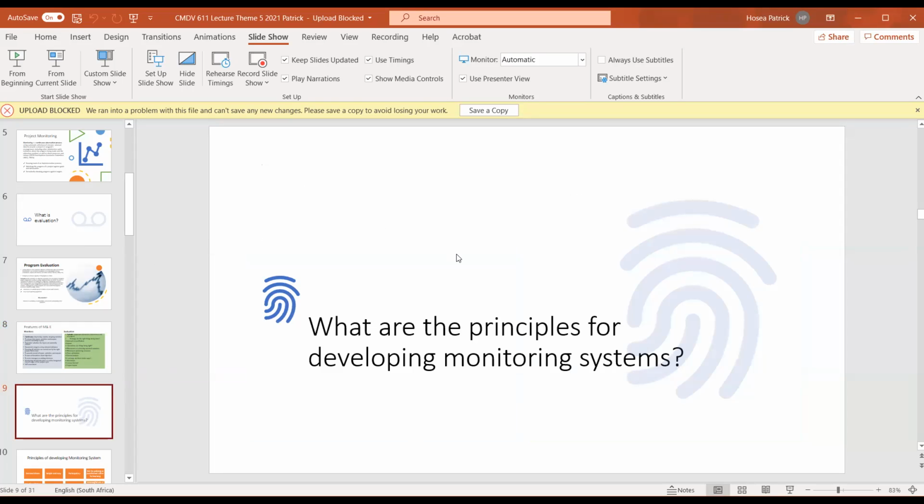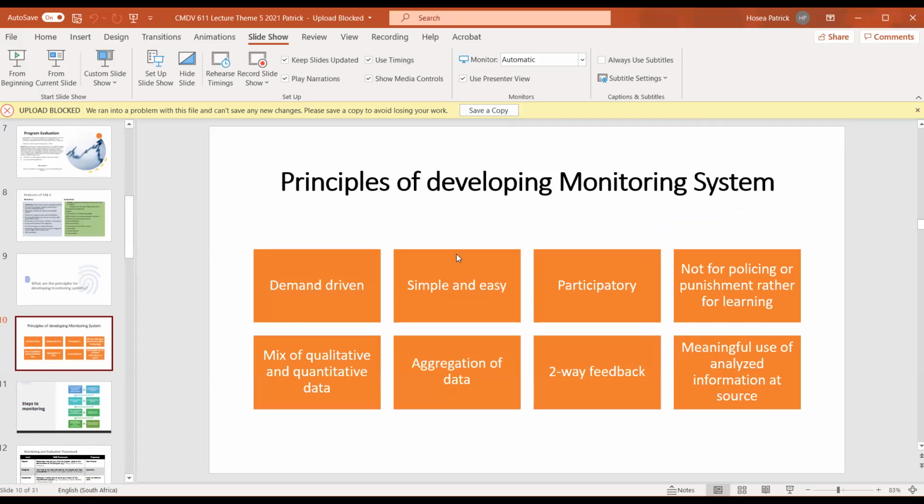Okay. So when we talk about the monitoring systems in a project, what are the basic principles of developing a monitoring system? There are some principles or some guidelines, as quote and unquote, that are essential when developing a monitoring system for a particular project. And this is very essential. So quickly, we just look at that.